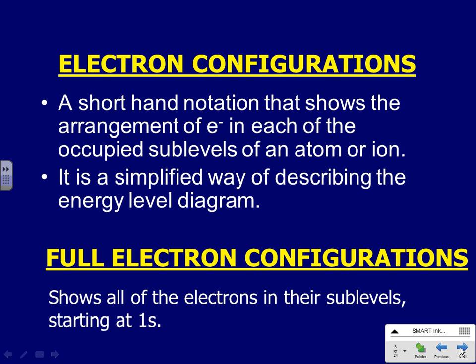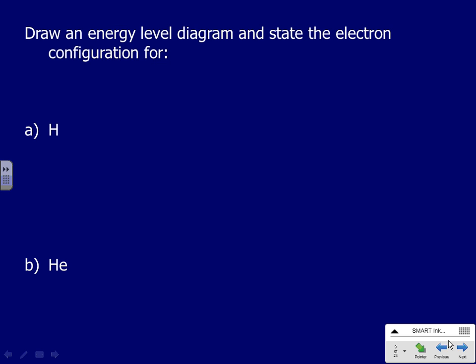Again, don't write this down, but I'll talk about the electron configuration. It's this shorthand notation, so we don't have to draw all these pictures. The full electron configuration is where we start at the 1s. I'll talk about that a little bit more later on. So just put EG, and I'm actually going to switch over to the Smart Notebook, and we're going to start with hydrogen and helium.